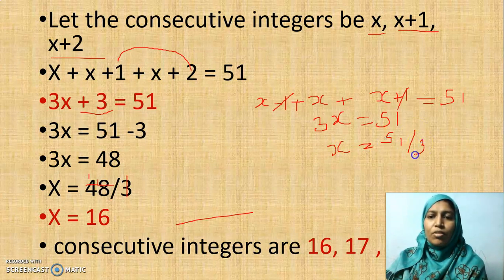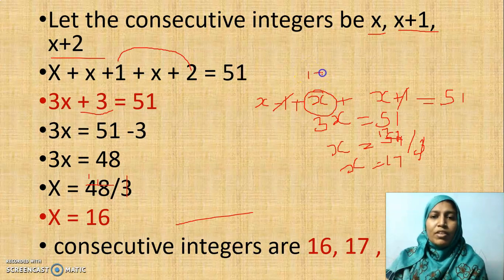If I cancel it, what will I get? 1 3 is 3. 1 3 is 3. Then you will have the remainder 2. Here 1 3 is 3. Remainder 2. 7 3s are 21. So what will be my x value? 17. See here, when you get 17, it represents the center number, 17.